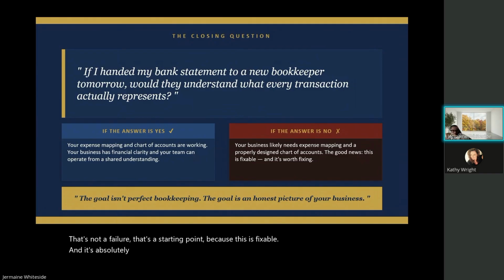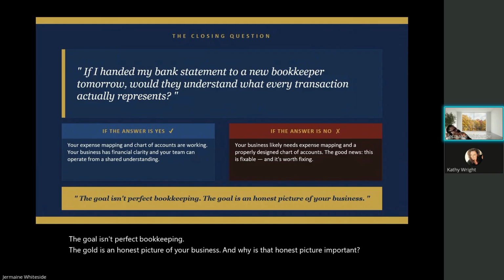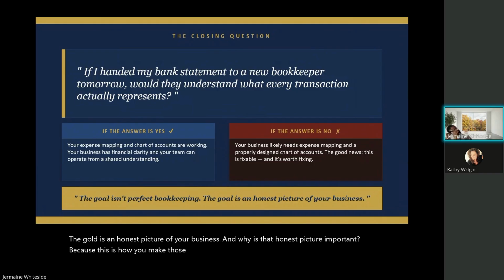Yes, the question that stopped me in my tracks when I first heard about this was because the answer for me was no, and it told me exactly where we all needed to start. The goal isn't perfect bookkeeping. The goal is an honest picture of your business. And why is that honest picture important? Because this is how you make those financial decisions. If we make financial decisions and we have no empirical evidence of our finances, it's a disconnect.